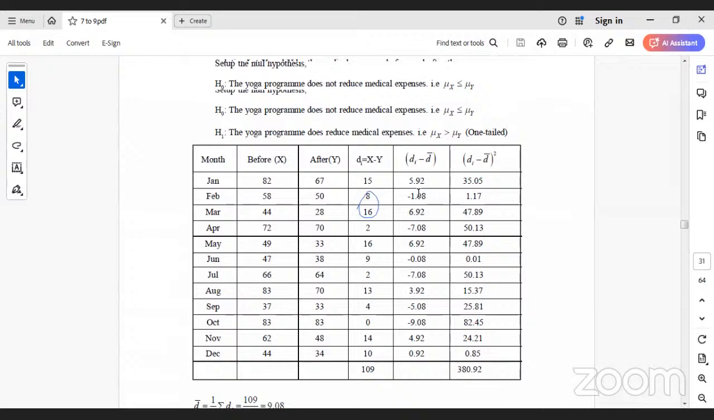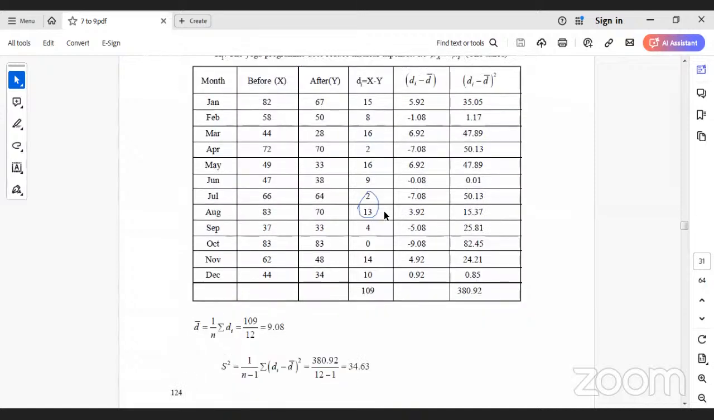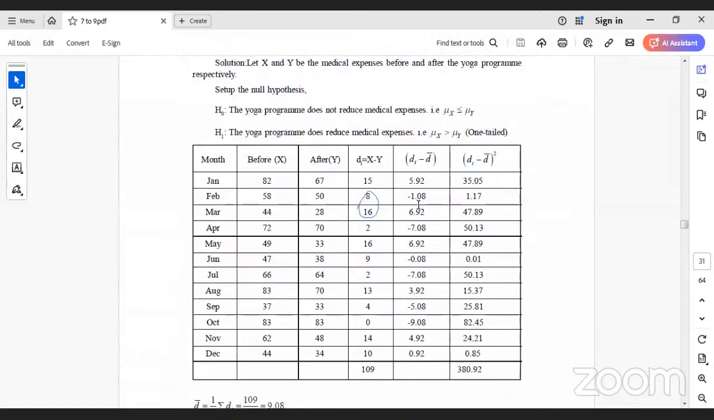15 minus 9.08, how much? 5.92. So 15 minus 9.08 is 5.92, correct. Then the next values are also the same: 16 minus 9.08, 7 minus 9.08, 16 minus 9.08. All these values give the total of di. So we compute di minus d bar.